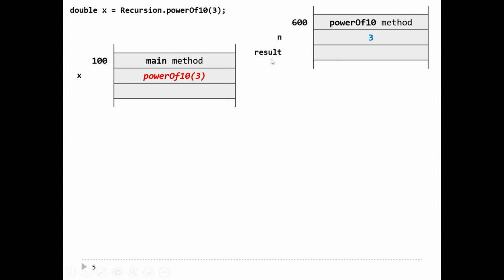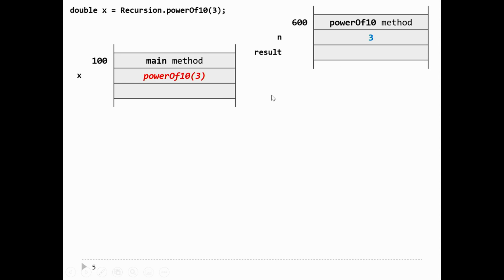We have a local variable called result, so space is allocated for that variable as well. And then there's a bunch of other stuff that's allocated that we don't need to worry about for now. If you ever take a compiler's course, they'll tell you exactly what else is sitting in what's called a stack frame. But for our purposes, we don't care about the other stuff.